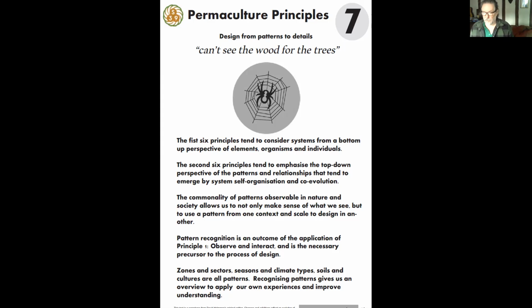The first 6 principles tend to consider systems from a bottom-up perspective of elements, organisms, and individuals. So, yeah, in our first six principles, we've broken things down, haven't we, and tried to understand them individually. The second 6 principles tend to emphasize the top-down perspective of the patterns and relationships that tend to emerge by system, self-organization, and co-evolution. So that's an interesting one.